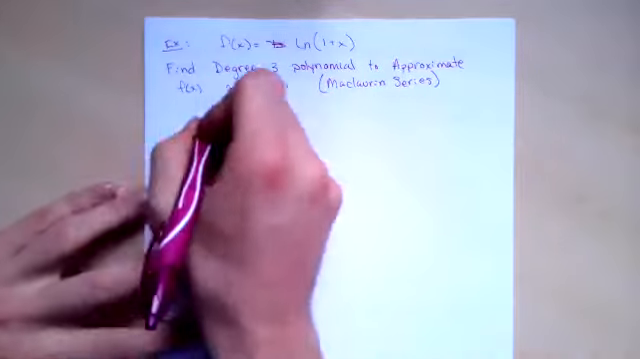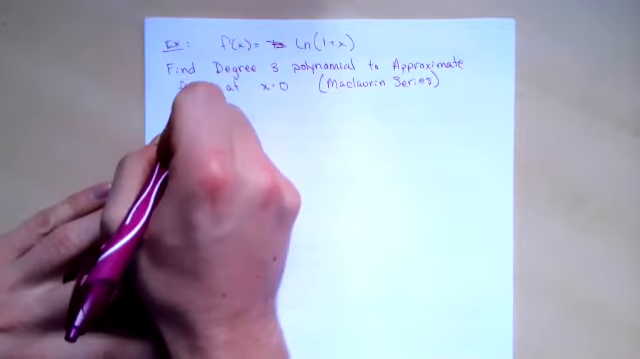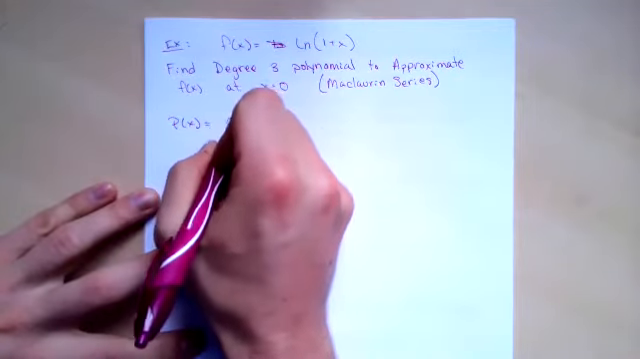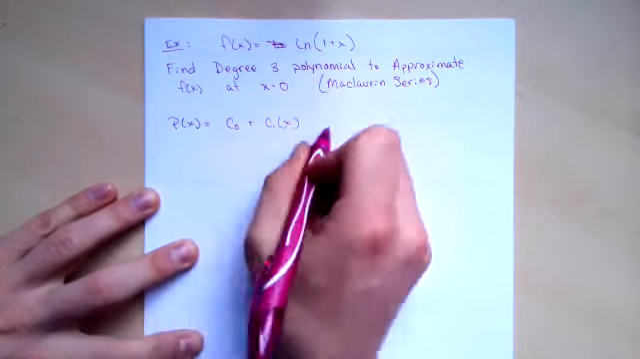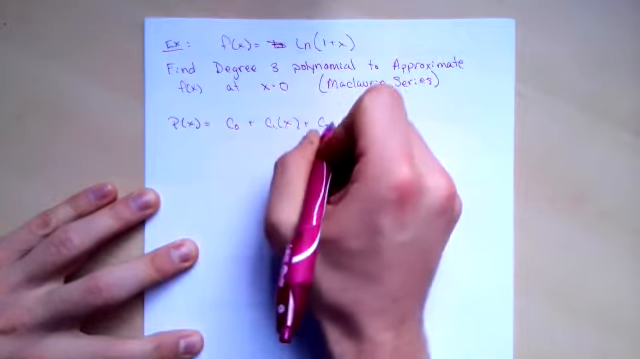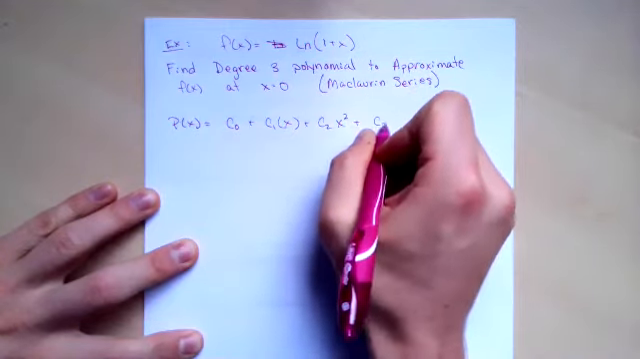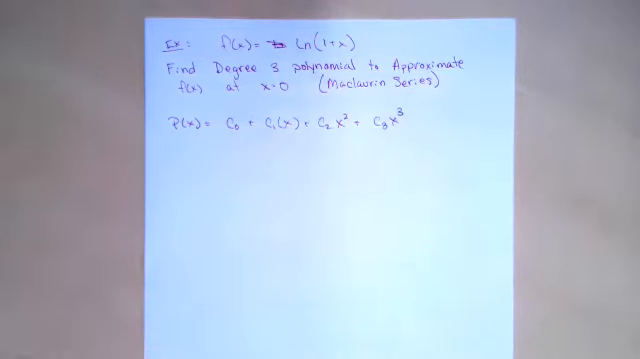Okay, so by our formula, we have our polynomial of x is going to be c0 plus c1 x, since our a is 0, plus c2 x squared plus c3 x cubed.